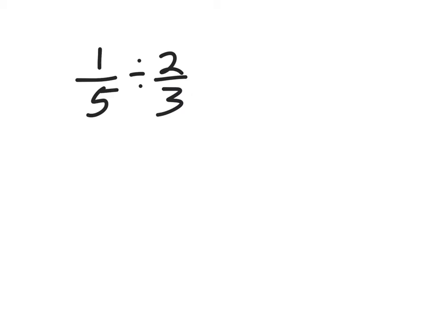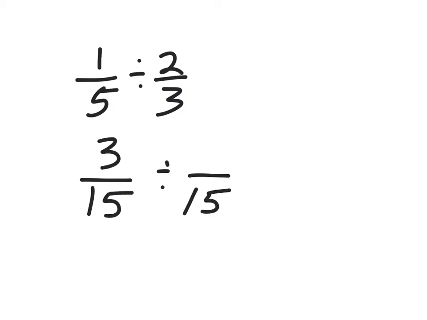Do 1/5 divided by 2/3, and I have 1/5 2/3 at a time, which is hard to do. So what I'm going to do is make a common denominator of 15. And 1/5 equals 3/15, and 2/3 equals 10/15.